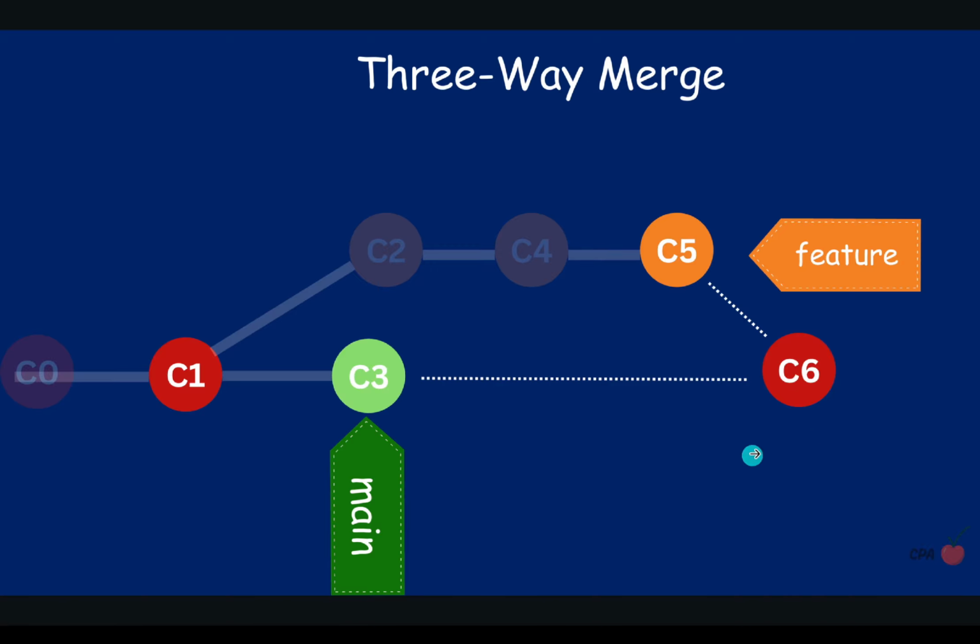Let's dive in. In order to create the merge commit C6, Git will consider the tip of the feature branch C5, the tip of the main branch C3, and also the first common commit between these two branches, which is the C1 commit here. This commit is also called the merge base.